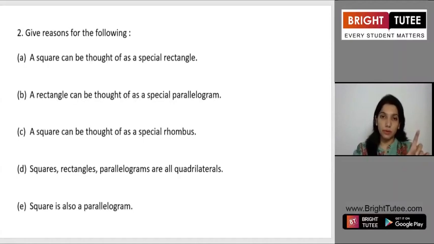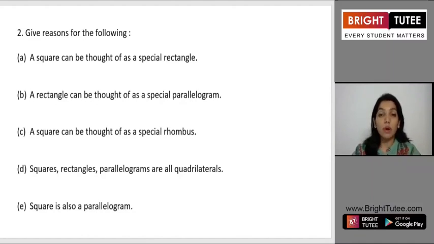So think about a square and think about a rectangle. If we want square to be a special rectangle, whatever properties a rectangle is satisfying, everything should be satisfied in a square as well. Okay, so what are the properties of rectangle? One, the opposite sides need to be parallel and they need to be equal, right? So are these two properties satisfied in square? Answer is yes. The two pairs of opposite sides in square are parallel and they are equal as well, right?